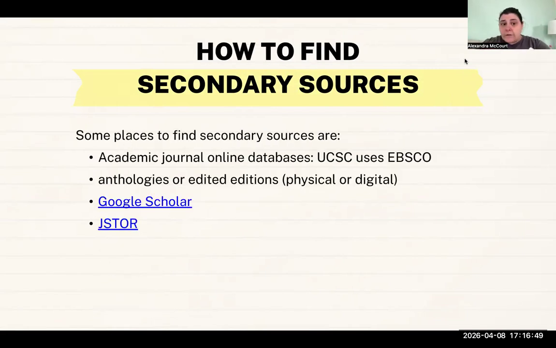Some ways to find secondary sources, you can obviously use the UCSC library. We use EBSCO. You can look at anthologies or edited editions, whether they're physical or digital, Google Scholar, JSTOR. There's a lot of ways to track down secondary sources, especially ones that are peer-reviewed.